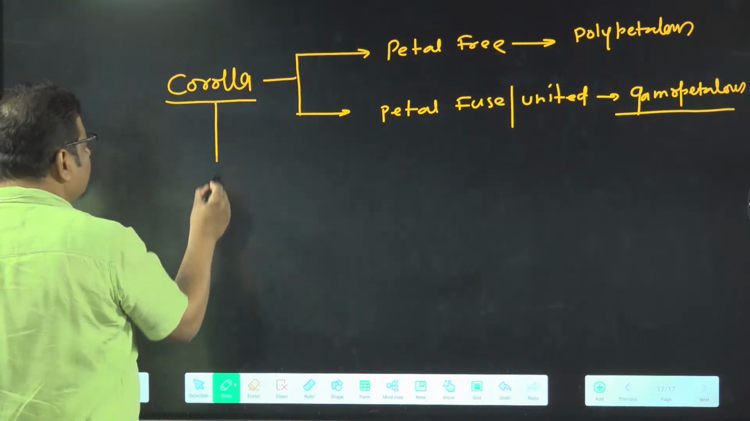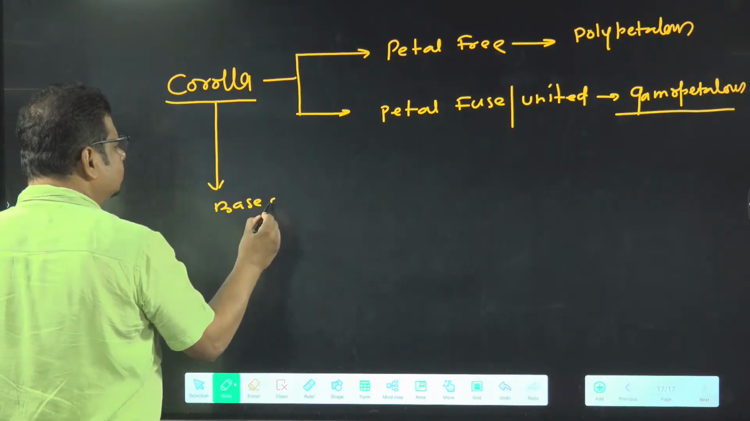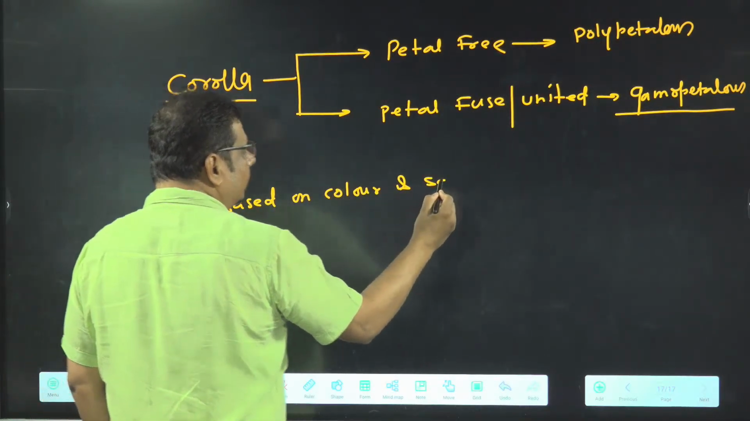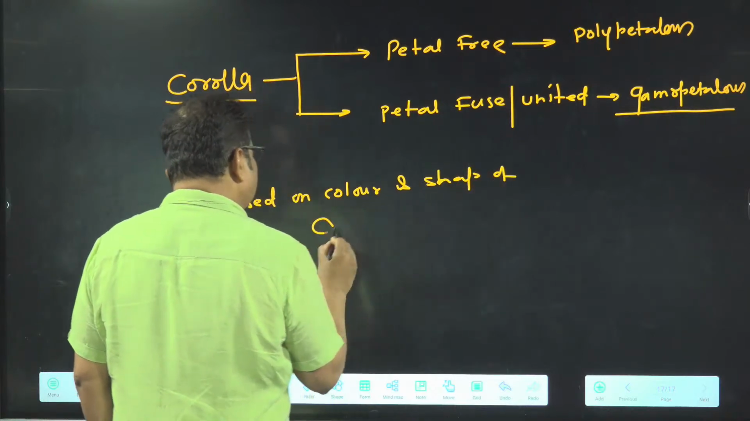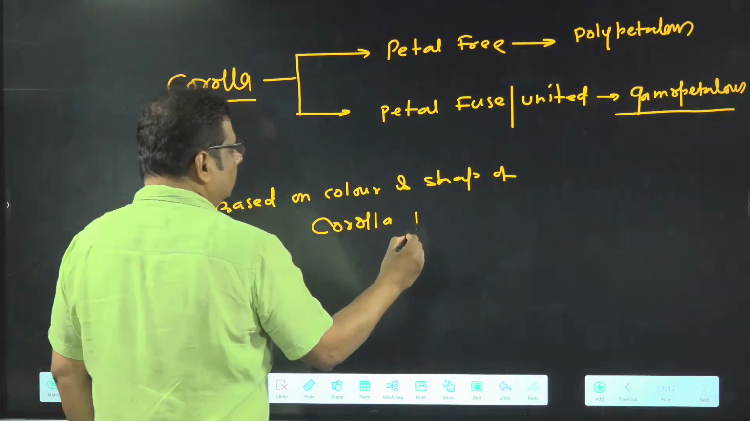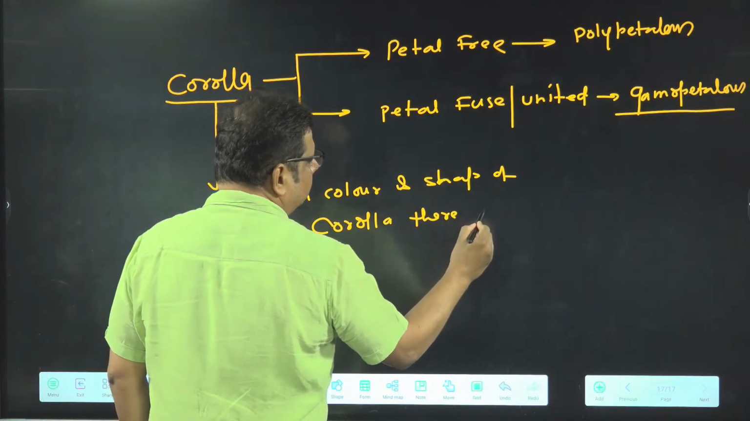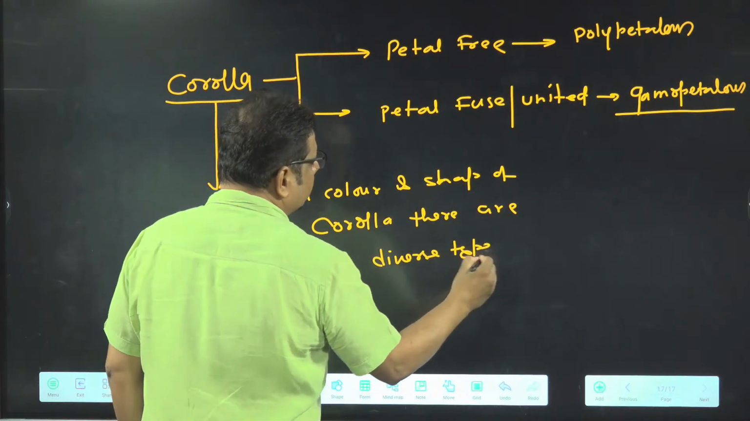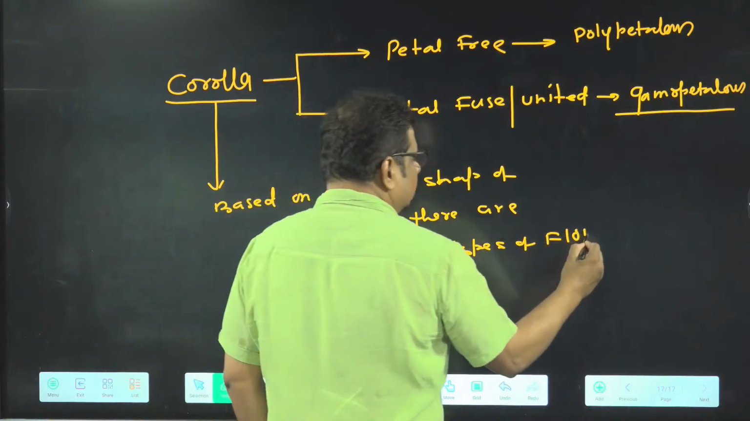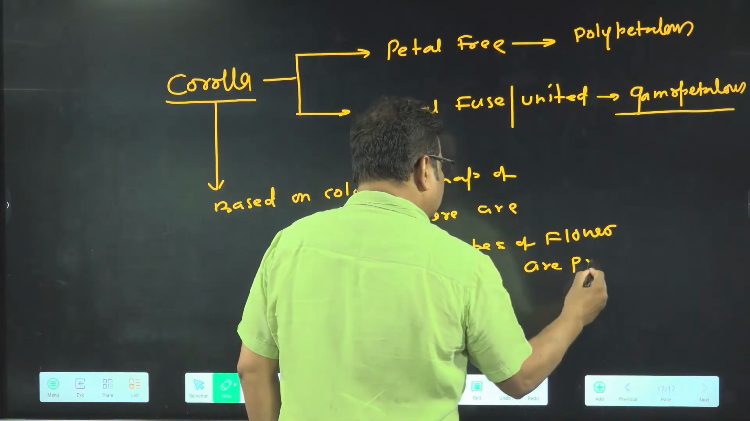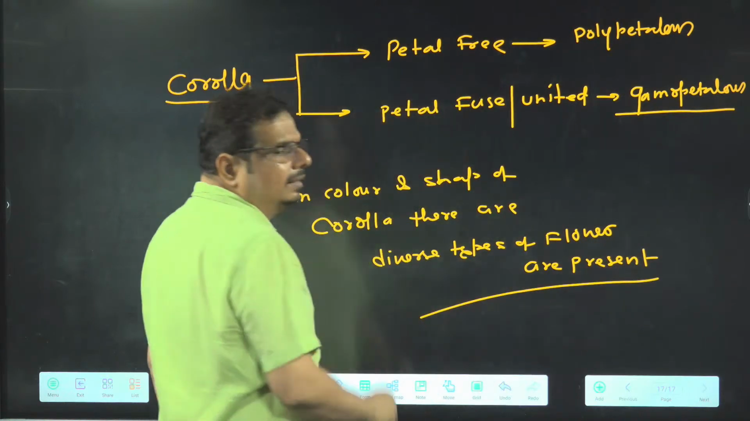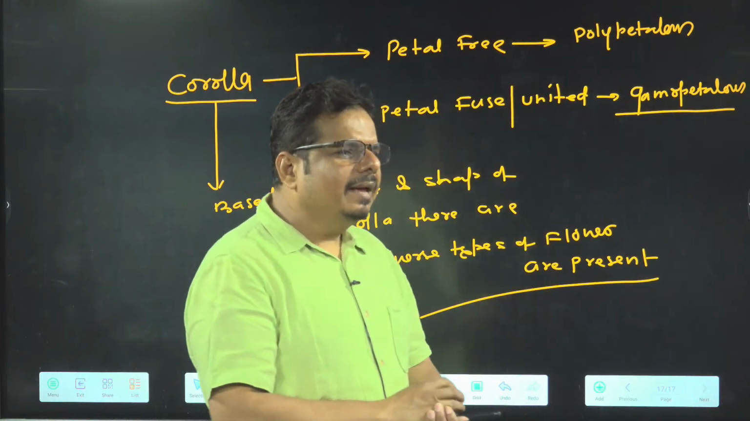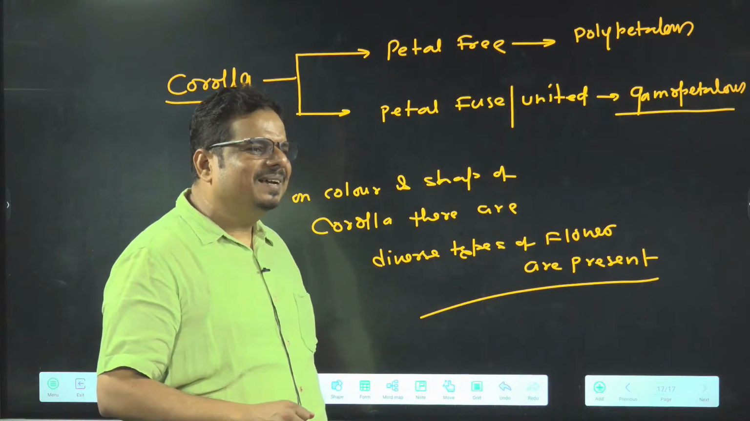Now NCERT wrote that based on the color and shape of the corolla, diverse types of flowers are present. So if you look at the corolla, they have a variety of colors. So these give the diversity of color, na? And they have a variety of shapes as well. Some shapes are written in the NCERT.